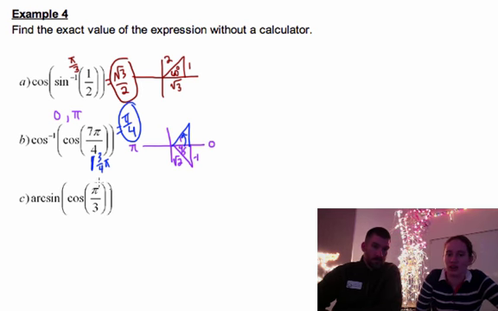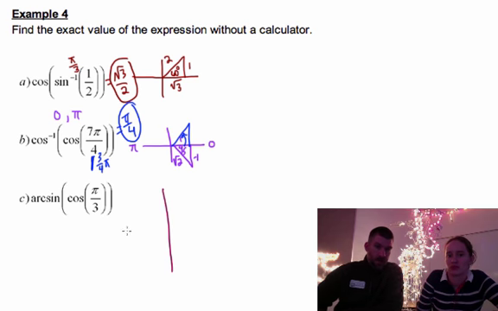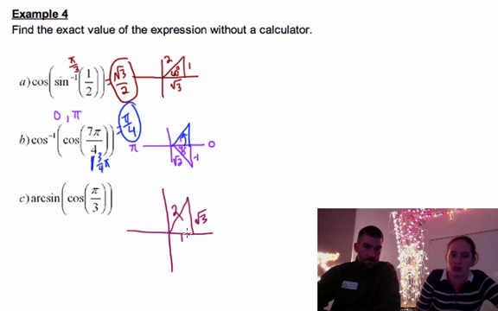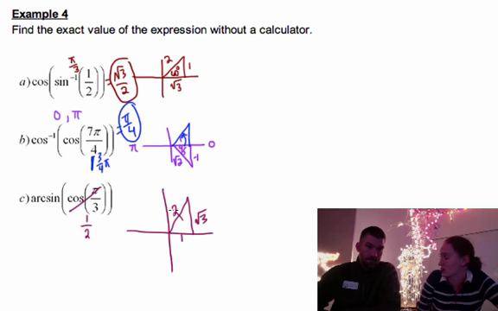Okay, arc sine of cosine of pi over 3. Better find where pi over 3 is. Pi over 3 is at 60 degrees right here. Square root of 3, 2, 1. So cosine is 1/2. So inside of here, this is 1/2. We want to find arc sine of 1/2. Well, that's just square root of 3 over 2. Right, okay.